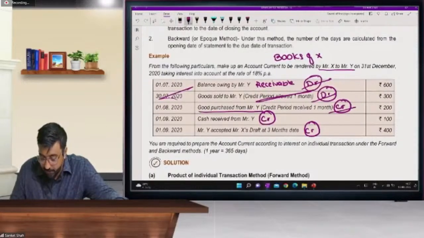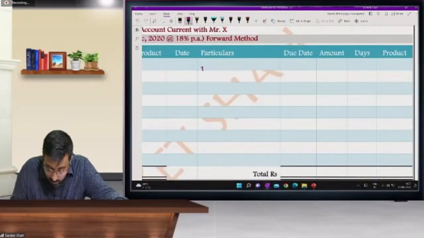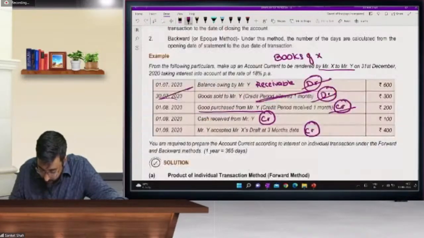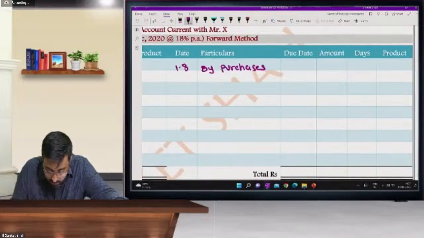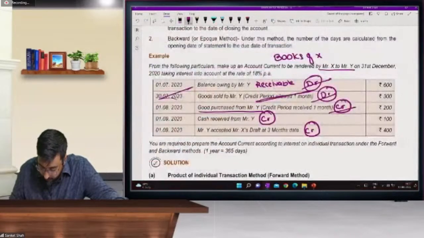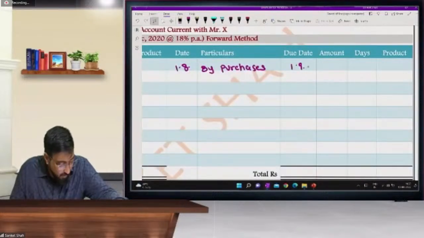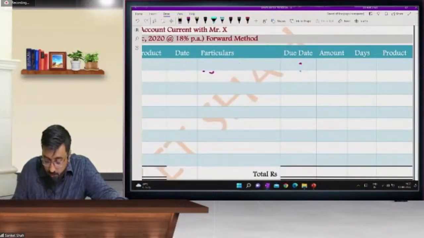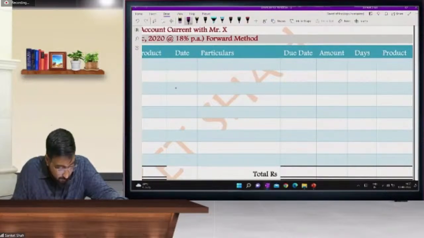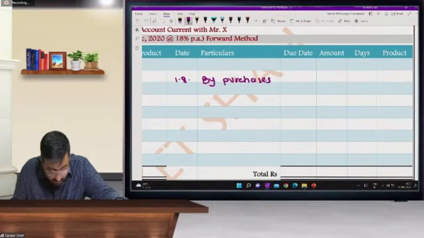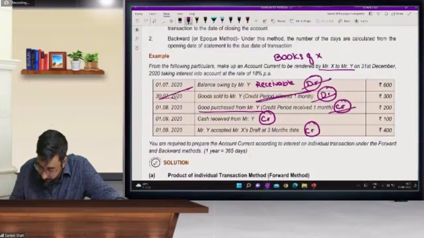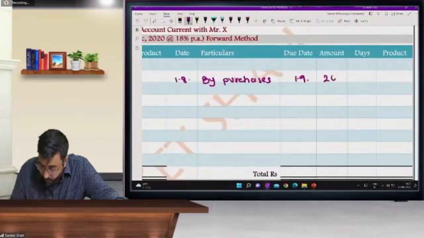Goods purchased from Y. By purchases, August. Don't write anything on the first line, beta, in front of to balance brought down. So 1st August, by purchases, 1 month time, 1st September, 1 month period, is 200 rupees.